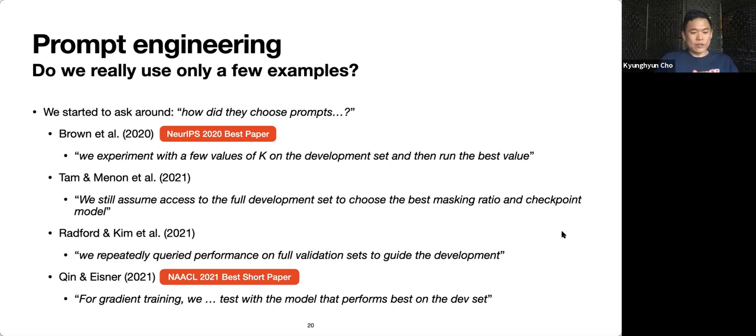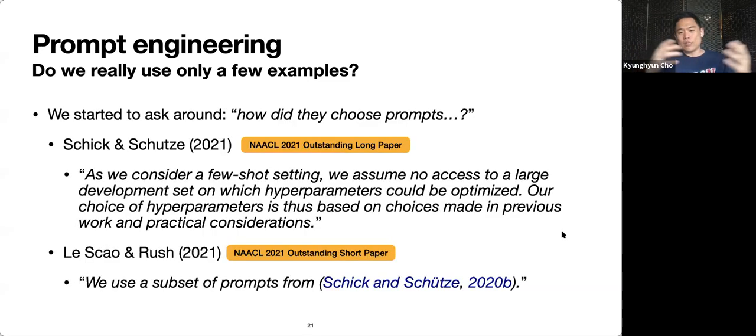And another paper, Khashabi and Eisner 2021, which just received the best short paper award at NAACL 2021, which happened two or three weeks before this workshop, and is happening as I record this video. They also test with a model that performed best on the dev set. Okay. And then we continued on, and we looked at two other outstanding papers from NAACL, and they also used hyperparameters based on previous work, which often use the development set or the validation set, and based on practical considerations, whatever that means.